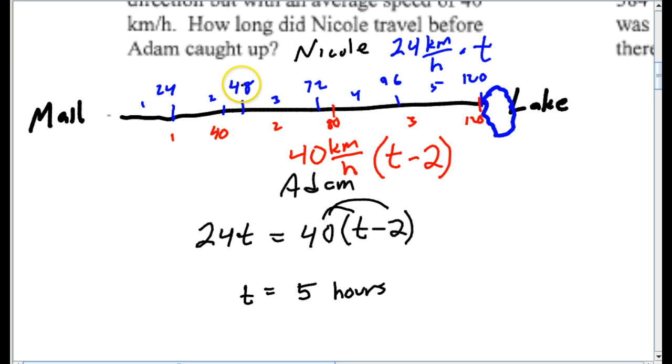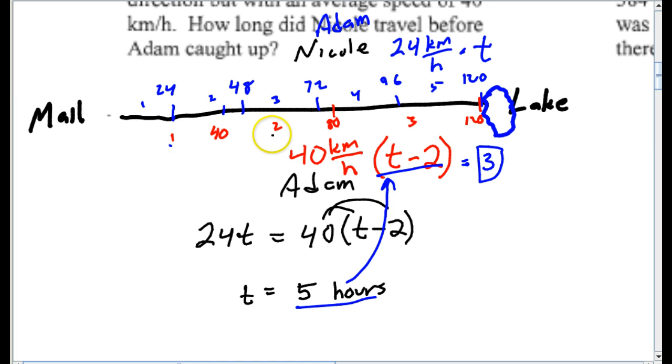Now, how long did it take Adam to get there? 3 hours. 3 hours, right? So be careful of the question. If we change this to how long did it take Adam to travel before he caught up with Nicole, right? Well, we got 5 hours here, but remember, here's Adam's time. It's 5 minus 2, and that's how we get the 3 hours that we saw right here. 1, 2, 3.